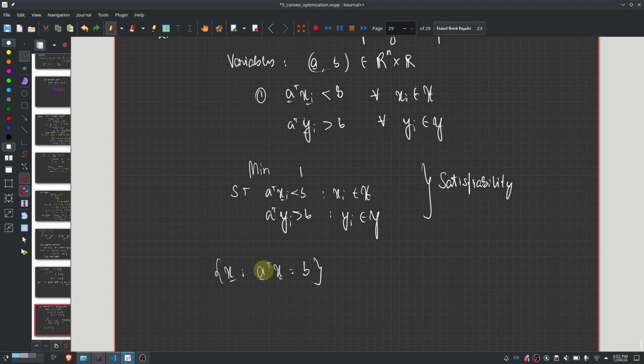So basically, if I scale A and b by the same amount, I get the same hyperplane, correct? So now I have to be a little careful, because essentially scaling both of these gives me the same thing. So there will exist infinitely many solutions. I somehow want to restrict my search space.